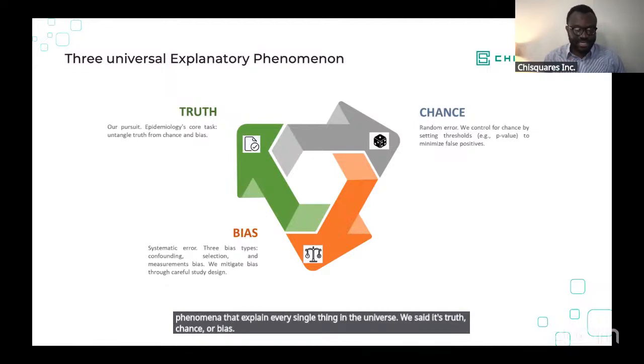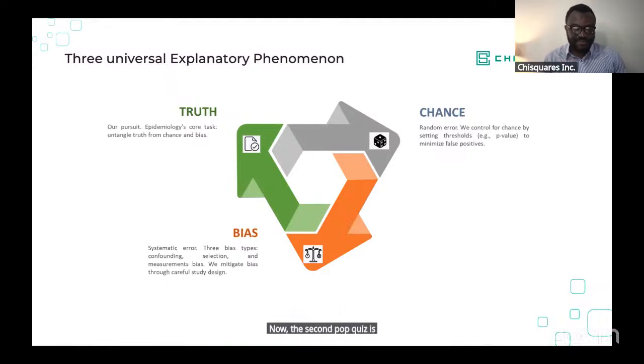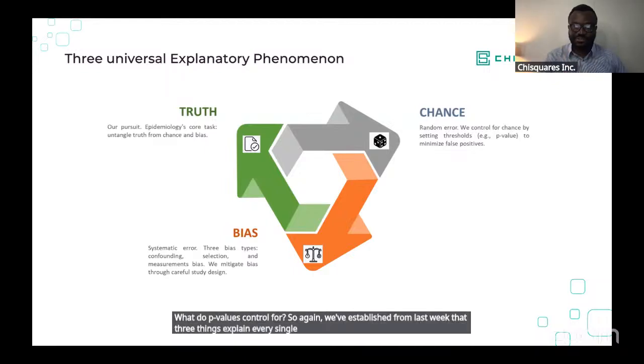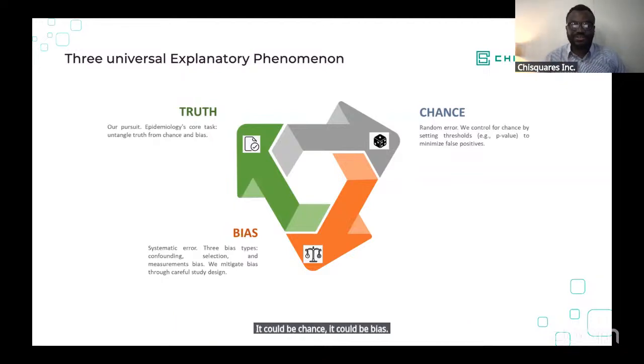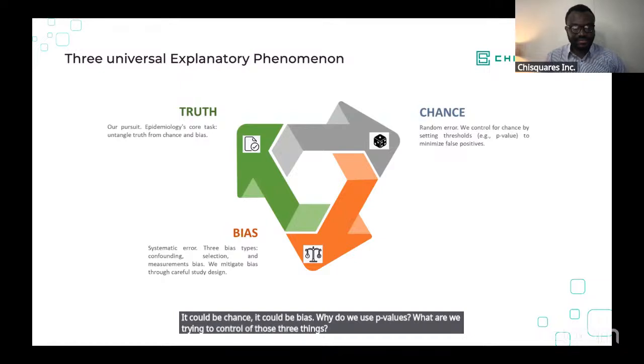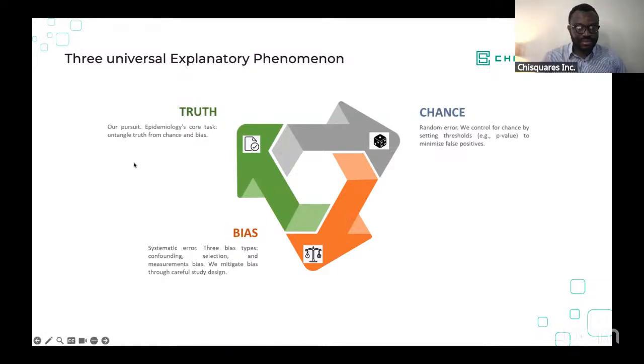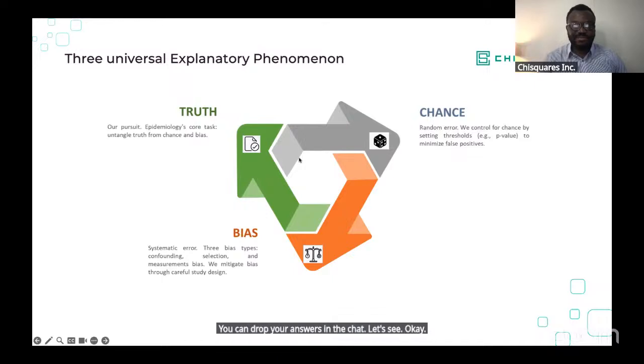Now, the second pop quiz is, sorry, let me put my phone on mute. When we use p-values, what are we controlling for of these 3 things? What do p-values control for? So again, we've established from last week that 3 things explain every single thing we see in the universe. It can be the truth, it could be chance, it could be bias. Why do we use p-values? What are we trying to control of those 3 things? You can drop your answers in the chat. Let's see. Okay, any dissent? Most people say chance. All right.